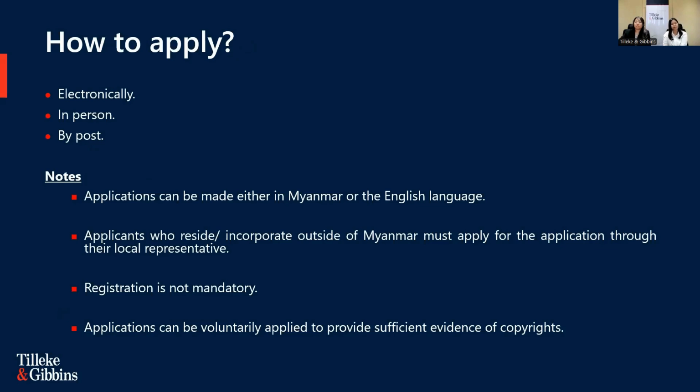There are 3 ways to apply for the copyright with the Myanmar IP department: electronically, which is the online filing system organized by the IP department, or in person, or by post. You can submit the application in either Myanmar or English language. Then the applicant needs to appoint a local representative if the applicant does not reside or is not incorporated in Myanmar. The local representative must have the representative certificate issued by the Myanmar IP department. As we mentioned earlier, the registration is not mandatory for the copyright, but it can be applied for voluntarily.